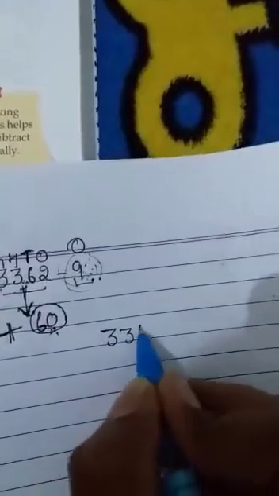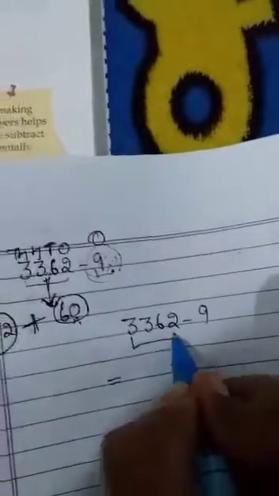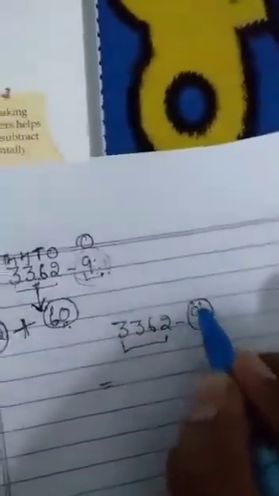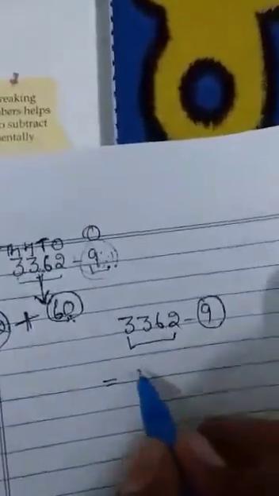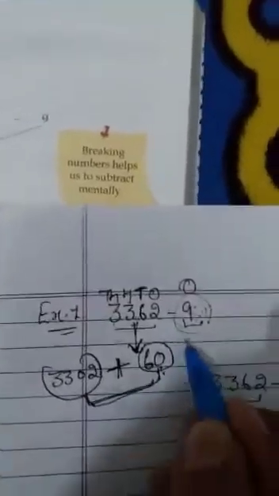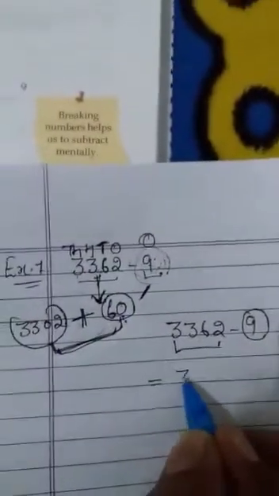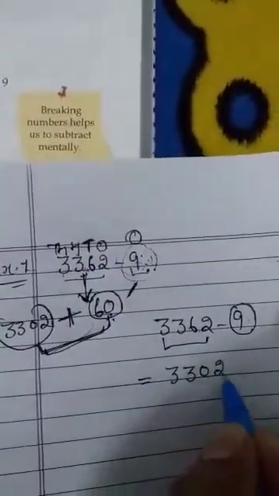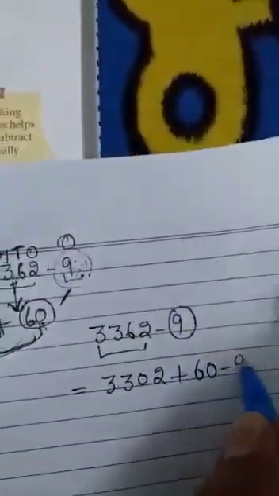Now we follow the steps, which you should always follow in every sum. Firstly, write a statement. Then break the bigger term according to the smaller one. The smaller one is nearest to a ten, so break it in tens form. Firstly you add, then you subtract. The addition part is 3302 plus 60, and then minus 9.